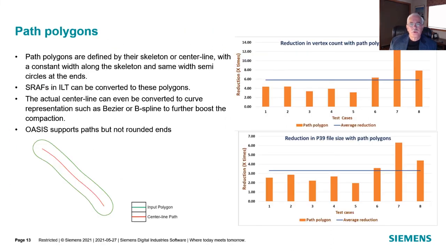A 5th approach to compaction was evaluated, but not included on the Samsung masks. Paths turn out to be an efficient way to represent SRAFs. Curvilinear constant width polygons can be efficient with a reduction in vertex count on average of 6x and a reduction in P39 file size of over 3x. Path centerlines can be represented in point lists supported by P39 or for additional compaction by Bézier or B-spline. It turns out that the rounded path ends that are in GDS2 but were left out of P39 may need to be reintroduced.